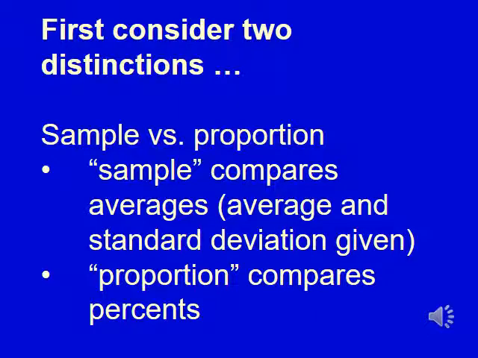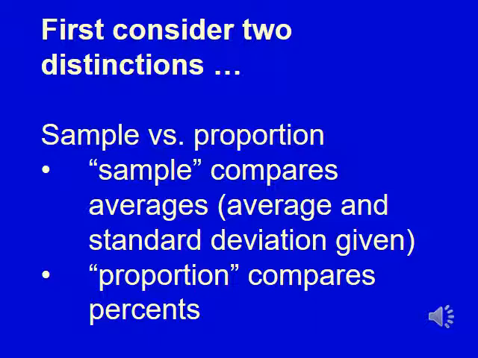Before I get into talking about all the different tests and going through some examples with you, I want to mention a couple of specific distinctions. In the names of the test, some of them say sample and some of them say proportion. There was, for example, a 2-sample t-test and a 2-proportion z-test. Anytime you have a test with sample in the name, what you're doing is comparing averages. And in the problem, it's going to say something about average and standard deviation.